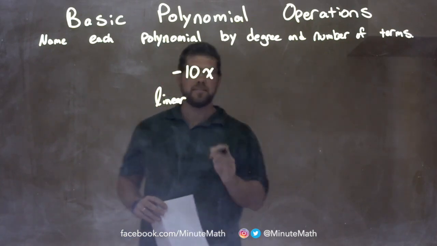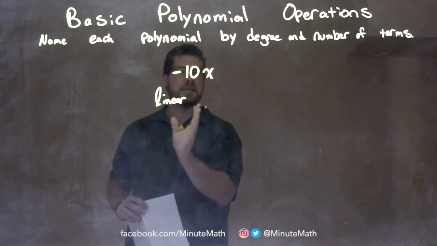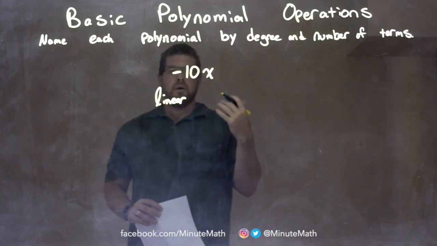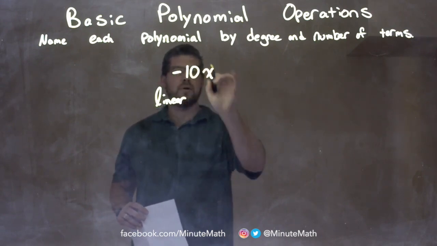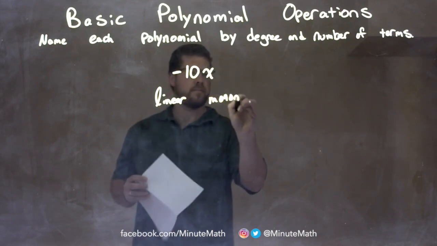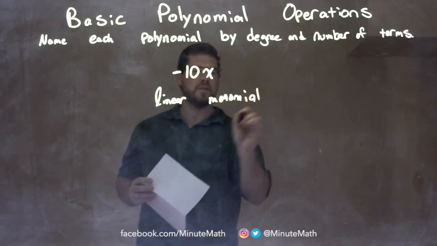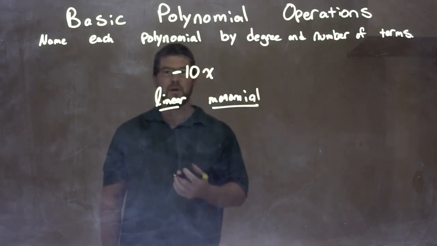It's a linear. X to the first power, that's the highest degree there. Now, what type of polynomial is it? Well, there's only one section here. One section, so it's a linear monomial. So we have a linear monomial. All right, and that's basically it.